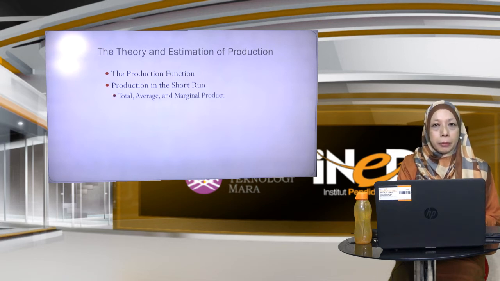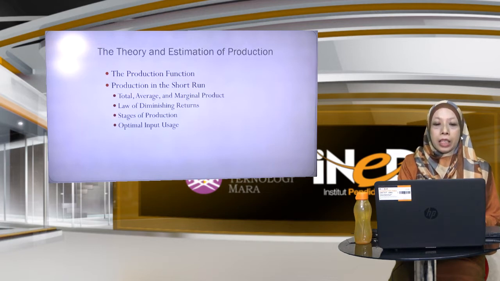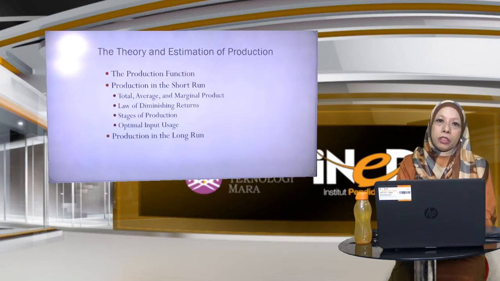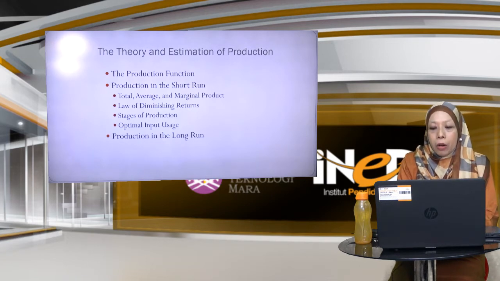There are several concepts that we're going to look at. We're going to look at the total, average and marginal product concept, followed by the law of diminishing returns, then stages of production, and the last one would be optimal input usage. Now the second part of this chapter looks at how to decide on the usage of input in the long run. So this would be production in the long run. But what we're going to do today is only focus on short run production, and we are trying to identify the best number of inputs to use in the short run.